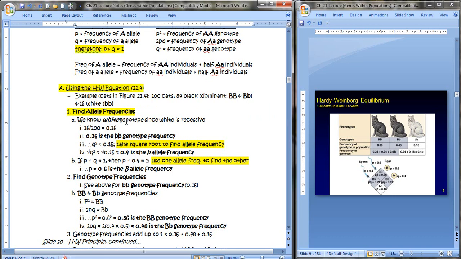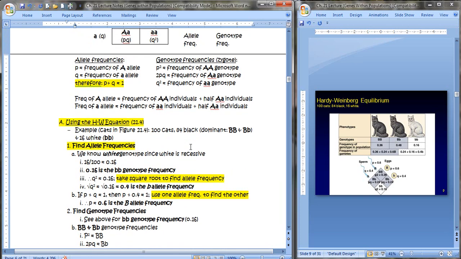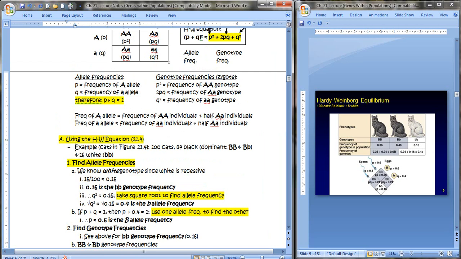Now we know the white genotype, since white is recessive. So that one's easy. 16 out of 100 is 0.16. Therefore, 0.16 is the homozygous recessive genotype frequency as well. Therefore, Q squared equals 0.16. Let me go back up and show you. Q squared, remember, is the homozygous recessive.